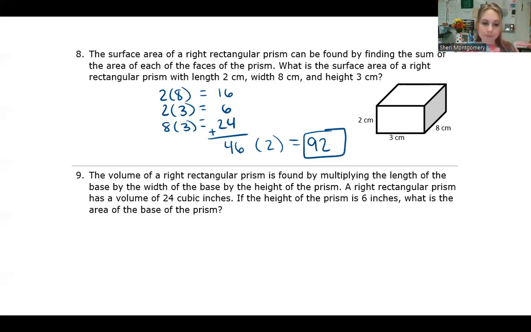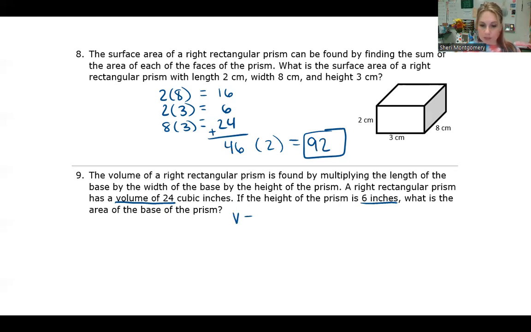Question number 9. The volume of a right rectangular prism is found by multiplying the length of the base by the width of the base by the height of the prism. So it's length times width times height. A right rectangular prism has a volume of 24. The height is 6. What's the area of the base?